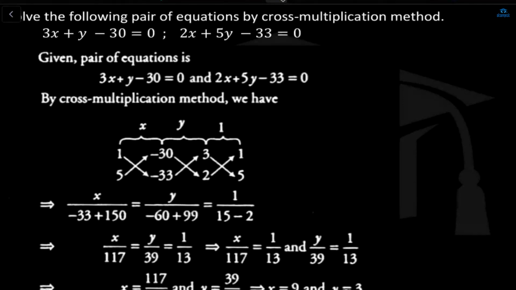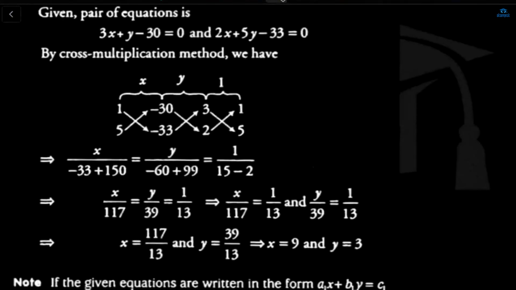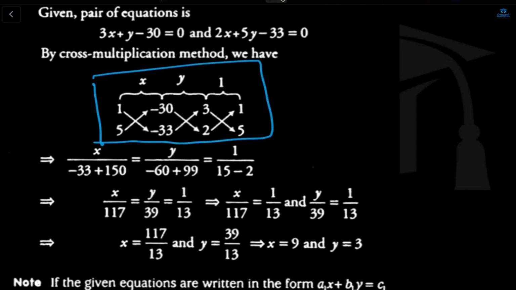Now for x, what are you going to write? For x, it is b1 multiplied by c2 minus b2 multiplied by c1. If you draw this diagram in your copy and then solve, there's no chance of mistakes, and you can do it very comfortably. So x by minus 33 plus 150. You multiply first 1 by minus 33, which is minus 33, and 5 multiplied by 30 is 150.